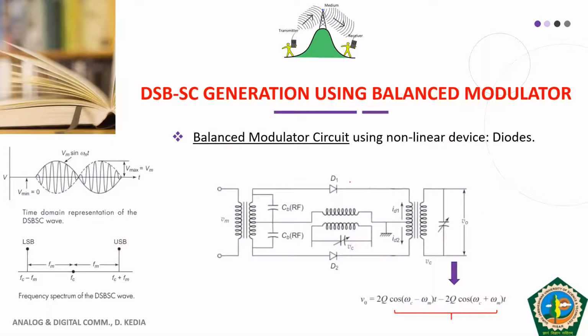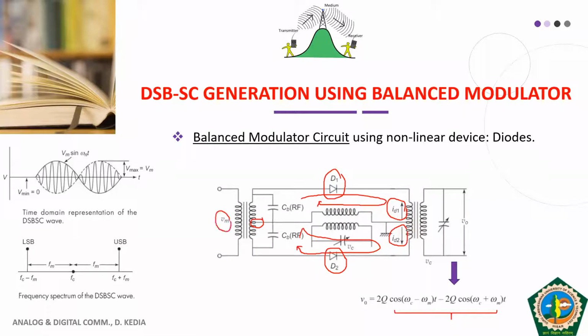So this is the circuit. We have the two diodes D1 and D2, and they are connected to this center tap transformer. The secondary is tapped at the center, and this is called the center tap. This is the current of diode D1, and this is the current of diode D2. So this is the circuit for diode D1, and this is the circuit for diode D2.